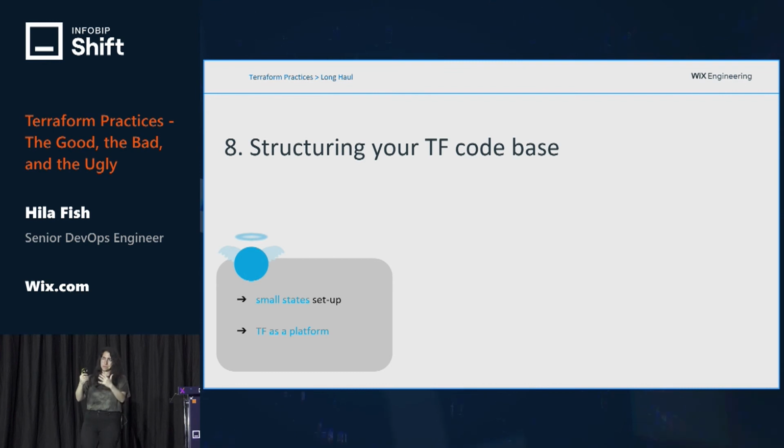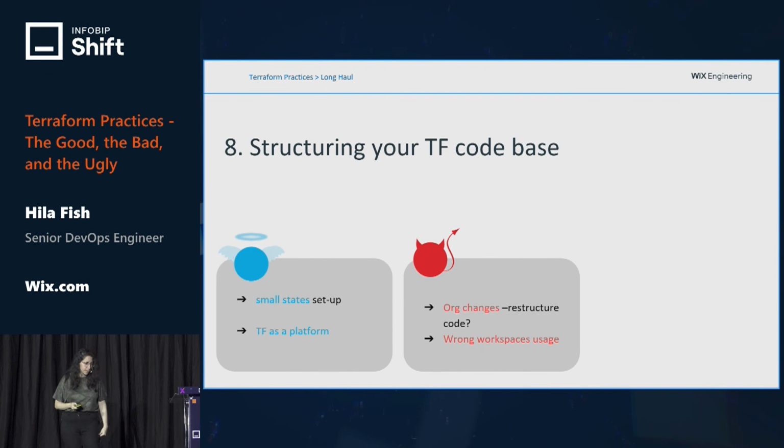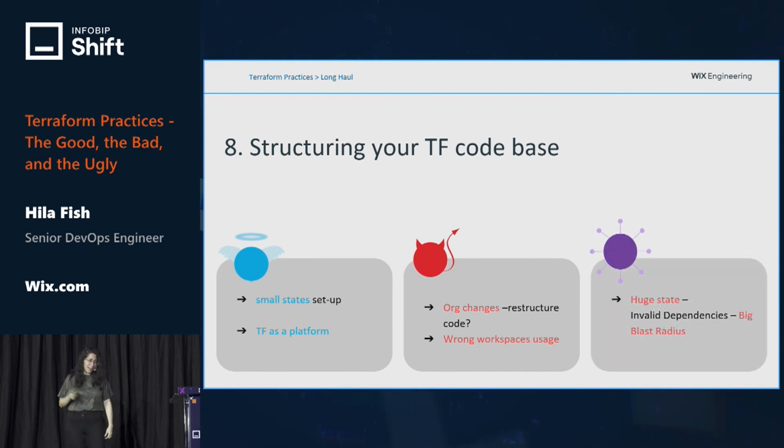So to sum things up in regards to structuring your Terraform code base, if you plan ahead and think things through, then you will be able to have small states, set up Terraform as a platform and enable others in your company to use it as well. The bad thing is that if you don't plan ahead, then organizational changes could maybe require you to change and restructure the code, and we don't want that. We want to restructure the code because of reasons that we control, right? And another bad thing is to use workspaces for the wrong reasons, as I just mentioned. The ugly thing is, really, if you structure the code base in a way that will allow huge state files, believe me, you don't want to go down this path. You will have invalid dependencies, big blast radius. It's not fun. It will waste a lot of your time and maybe even cause incidents, so try to avoid that.